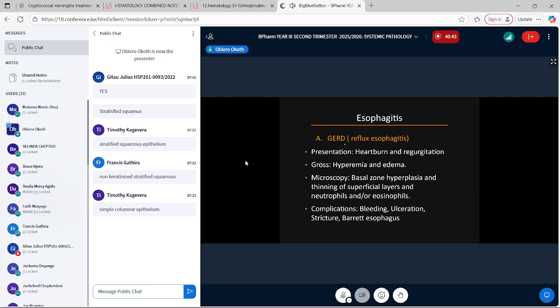Grossly, when you look at the esophagus, there's hyperemia, there's increased blood flow. And of course, there'll be edema, some form of inflammation. The microscopy is very non-specific. These are diagnoses we do mainly in clinical settings and endoscopy. You see the basal layer becomes hyperplastic, and you can get inflammation of the mucosa, you get neutrophils, sometimes you get eosinophils.